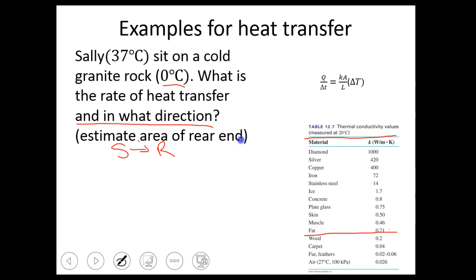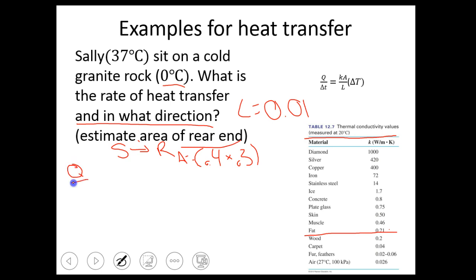I need to estimate the size of a rear end, so I am going to say that her legs are like 40 centimeters long, her rear is like 30 centimeters wide, and so that'll be our area. And I'm going to say that her fat layer, most people's fat layer, is about 1 centimeter thick. And so L in our formula is going to be 0.01. That's the thickness of the layer that is losing heat. All right, and so we're ready to set it up.